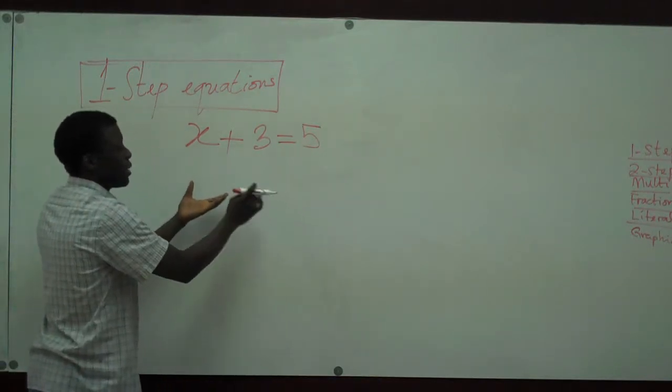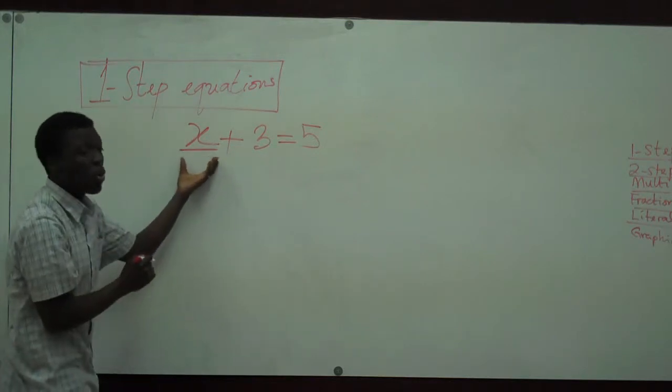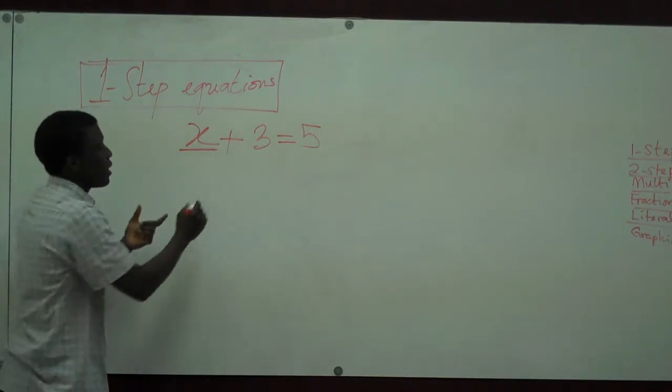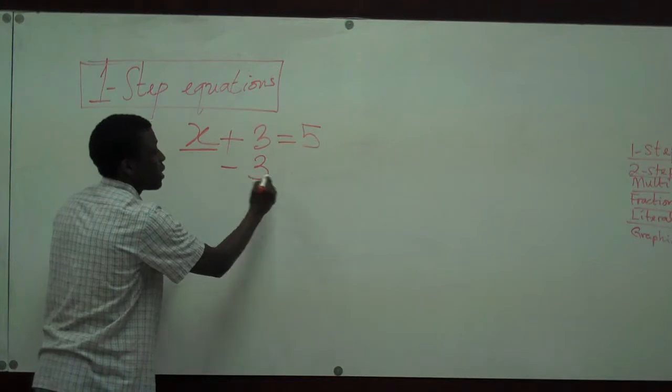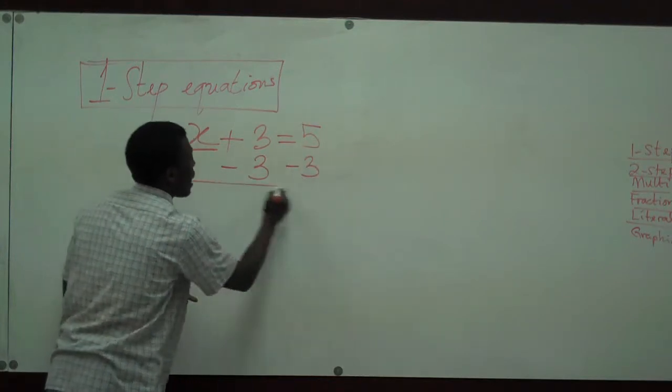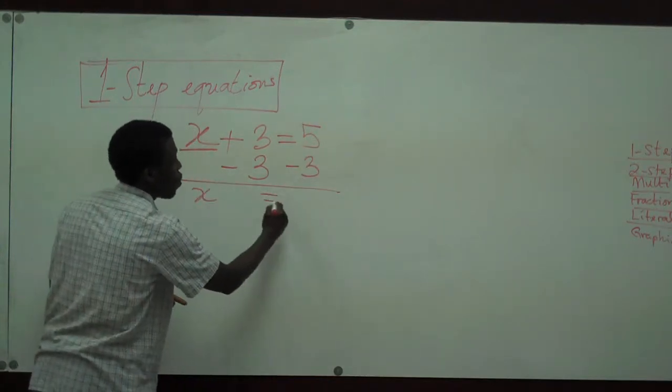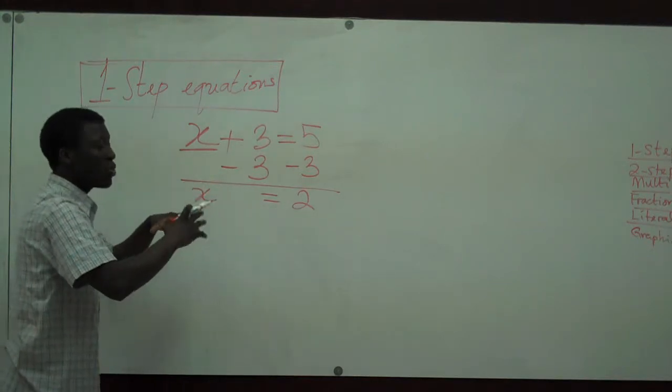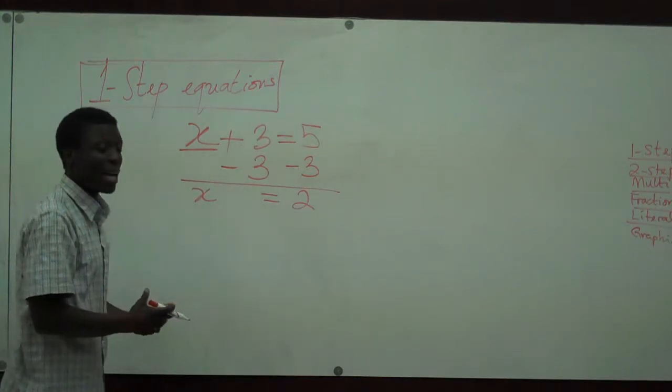And keeping that in mind, you first of all find what you're trying to solve for. I'm trying to solve for x. And so I'm going to subtract 3 from both sides. And so that leaves me with x is equal to 2. So I've used a systematic approach to find my answer.